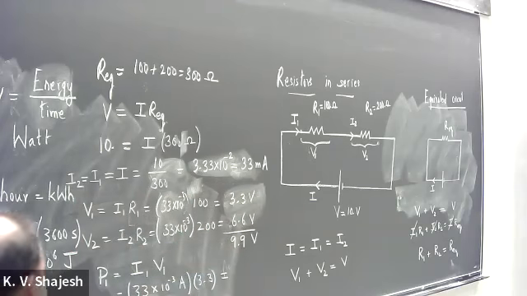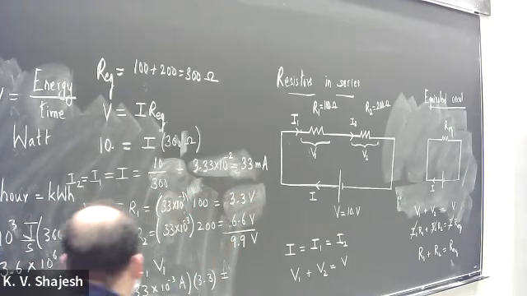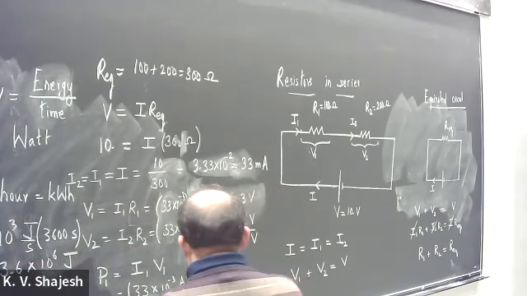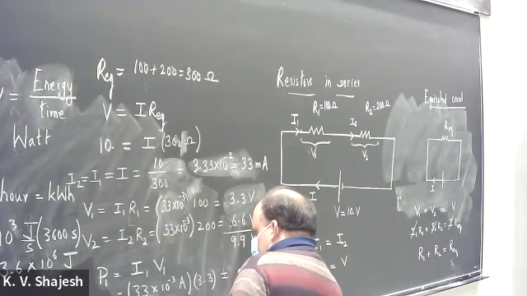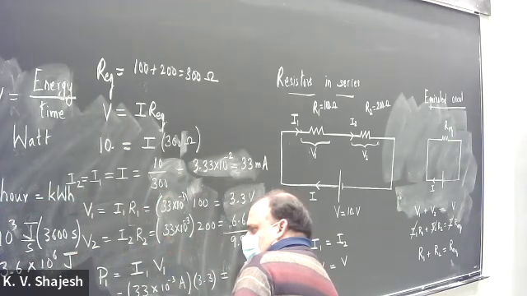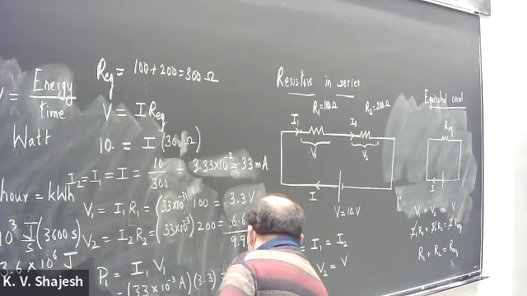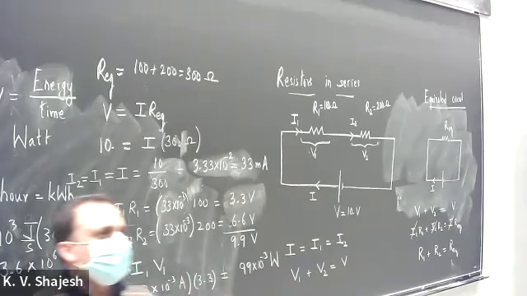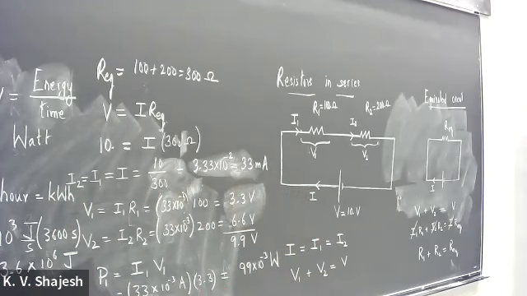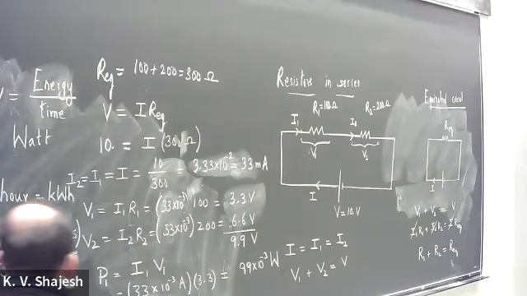So that's 33 into 3.3. So that's about 99. That's about 100, right? So 33 into 3 is 99. So 99 into 10 raised to minus 3 watts. And watts is simply abbreviated as W. What about the power P2?